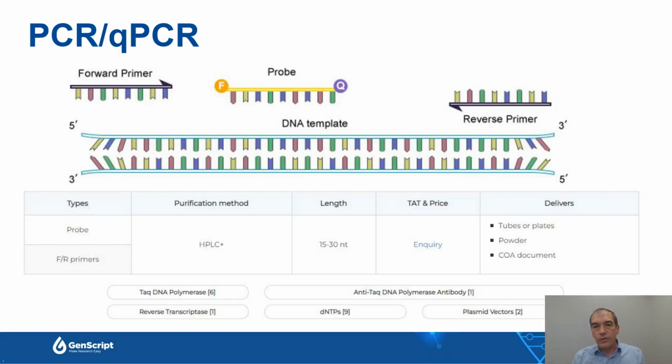For PCR, we can offer a variety of products, as I mentioned, and we can synthesize the forward primers, reverse primers. We can synthesize the probes. We can label the probes for you. We can also deliver them in different formats, tubes or plates or lyophilized powder. We have also DNA enzymes, DNA polymerase enzymes. We have excellent anti-DNA polymerase antibody that allows companies to create hot start Taq polymerases. We have reverse transcriptases, dNTPs, and various plasmid vectors.